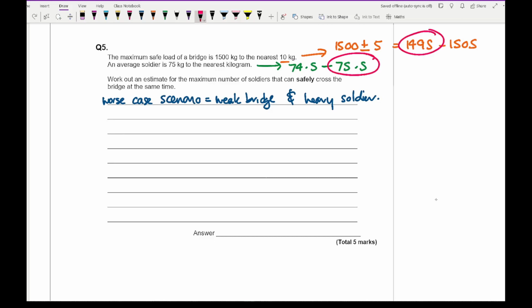So for this, what we then need to type in is 1495 divided by 75.5, and then on my calculator I get an answer of 19.8 something something, and so therefore we need to round down, so the answer then is going to be 19 soldiers.